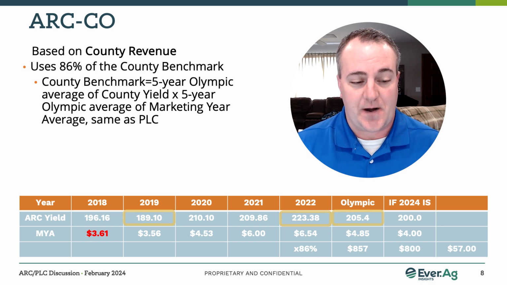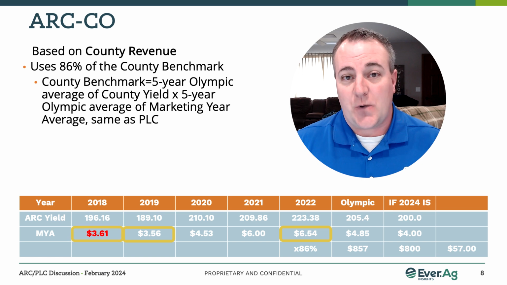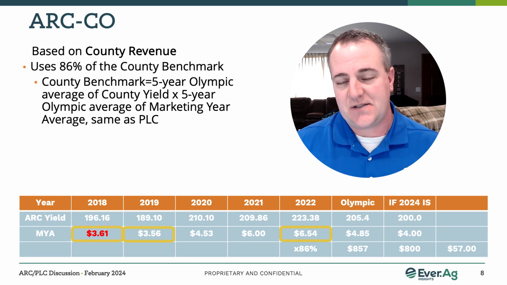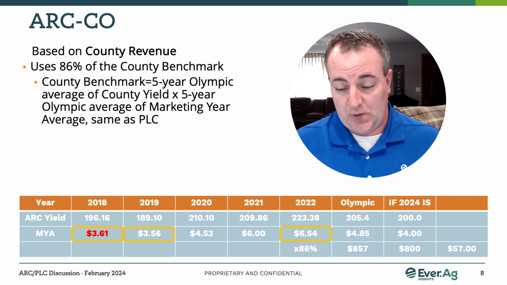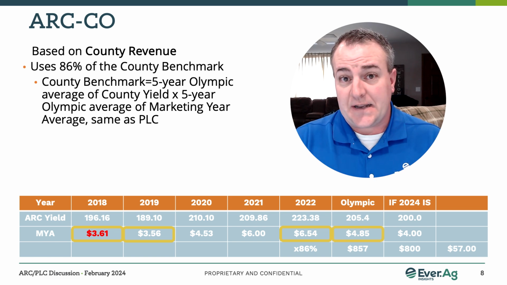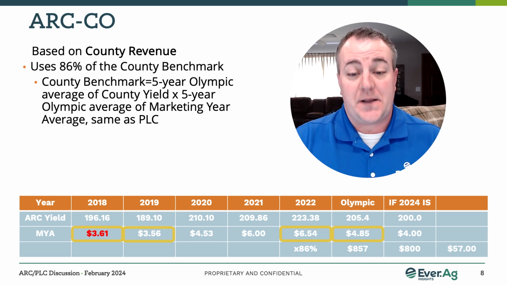And the marketing year average, we are going to take out the low price, which is 2019. Again, the high price is 2022. And the reason I have this 2018 in red is because that will be substituted with that 401 reference price because it fell below that for this year. So that we get a total Olympic average of $4.85. So that price is specific to our county alone rather than the 401 for PLC.